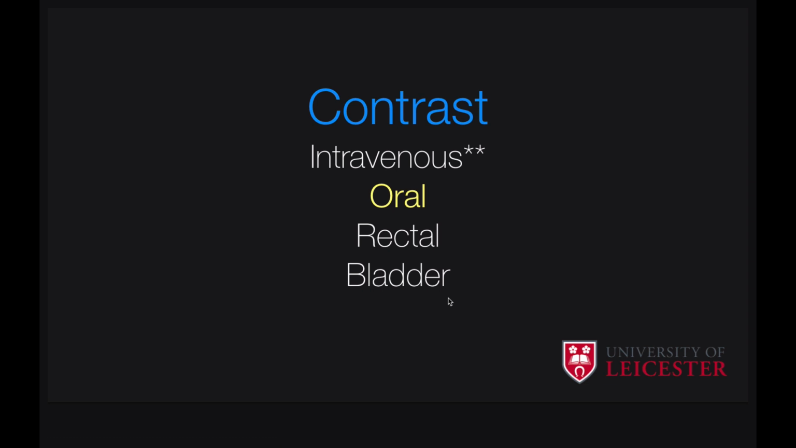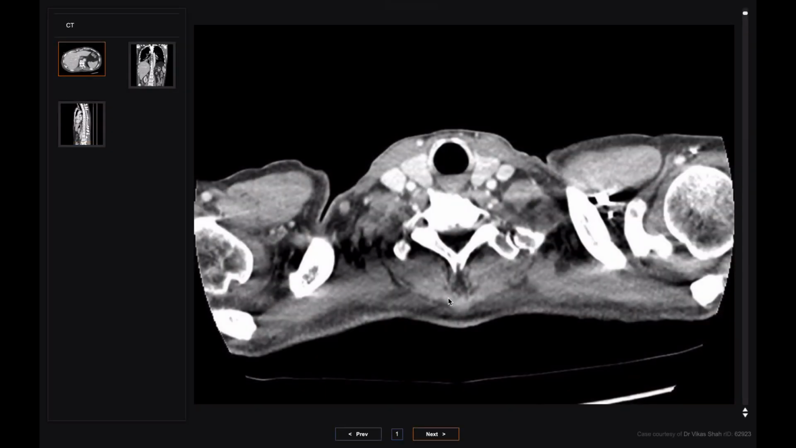Sometimes we give the contrast orally, and we do this in particular to look for specific leaks from the GI tract, or if we're looking for a fistula, say between the bowel and the skin. So that's an enterocutaneous fistula. And we do these kinds of CTs a lot for the upper GI team.